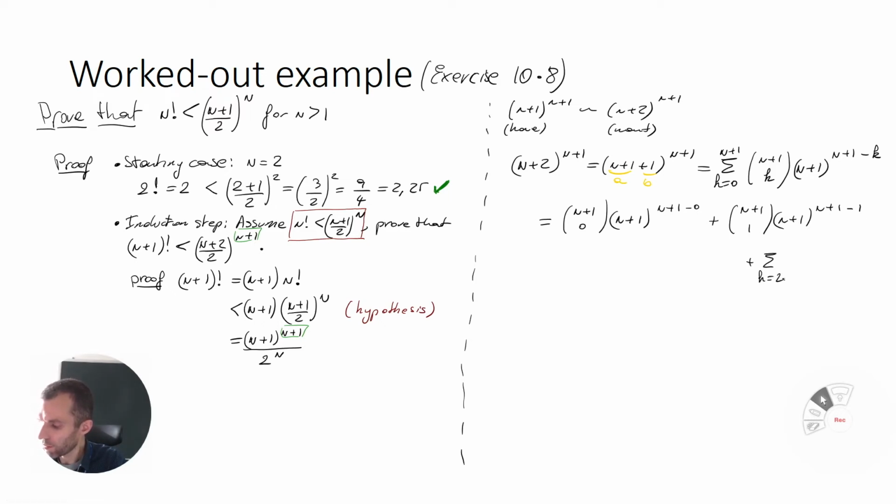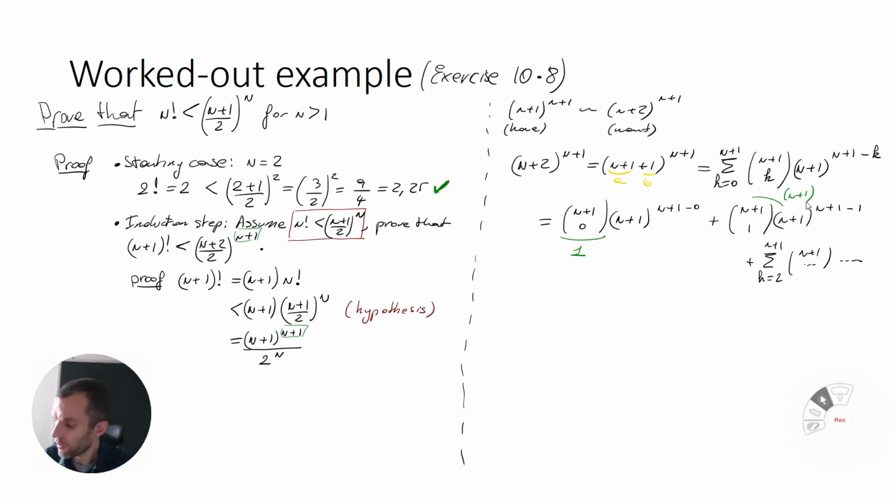So k equal to 2, n plus 1, and then combinations. And I'm just not going to write them down. And now let's clean up that expression. So what do I know? N plus 1 choose 0, that's always 1. N plus 1 choose 1, that's n plus 1.